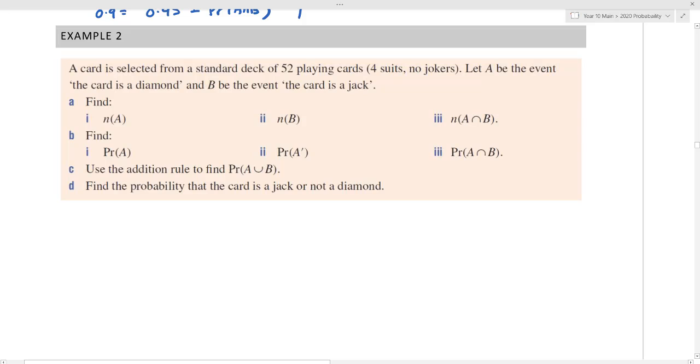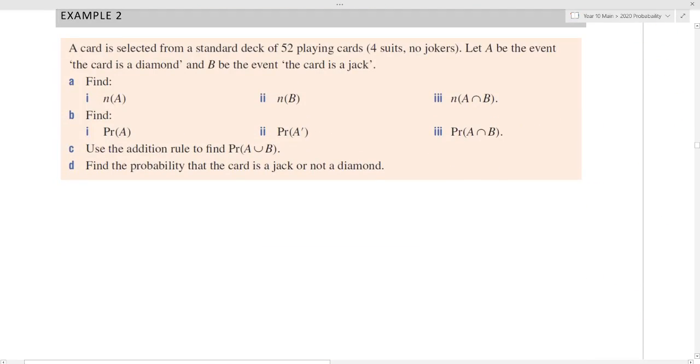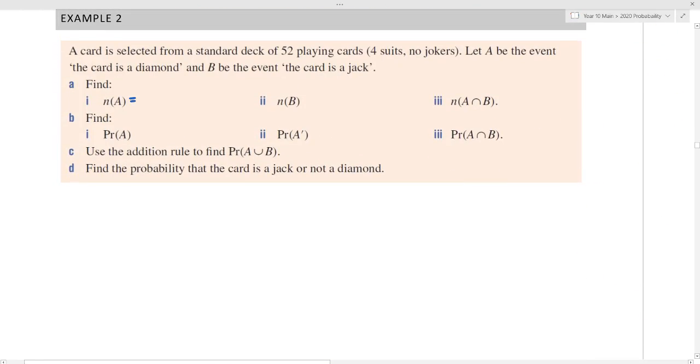So what's the number of A? We're looking at the cardinal number, how many diamonds are there in a deck? Sorry? No, it goes ace to 10 is 10. Jacks, queens, kings. How many different? There's 13 different denominations. Okay, ace to 10, jack, queen, king. So the cardinal number then of A, which is the event of the diamond, is going to be 13, isn't it?